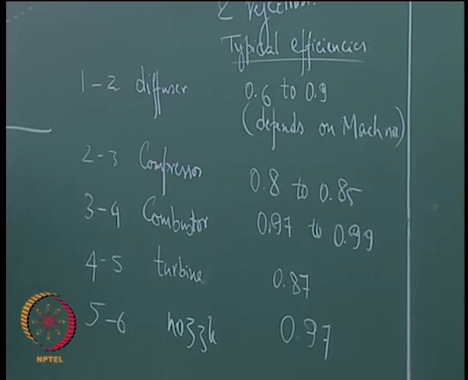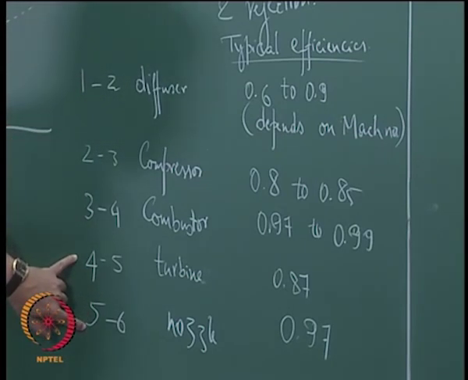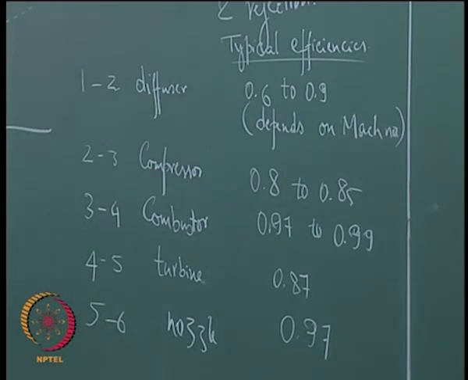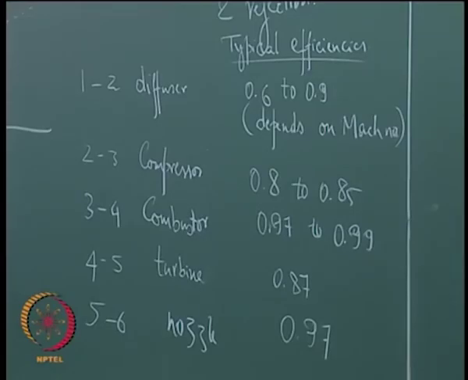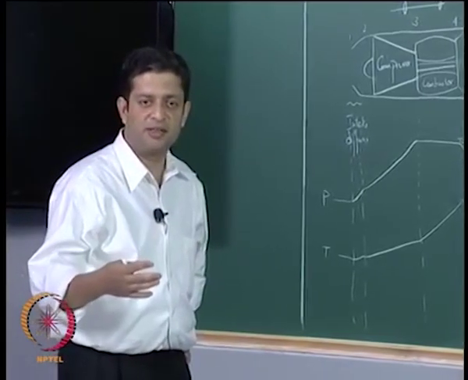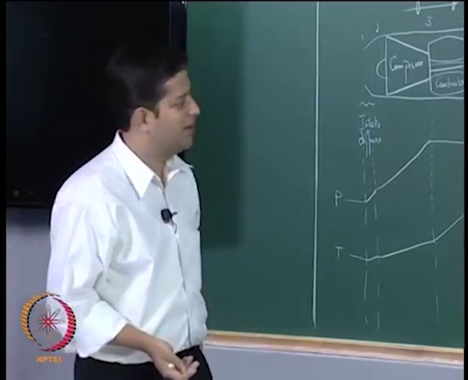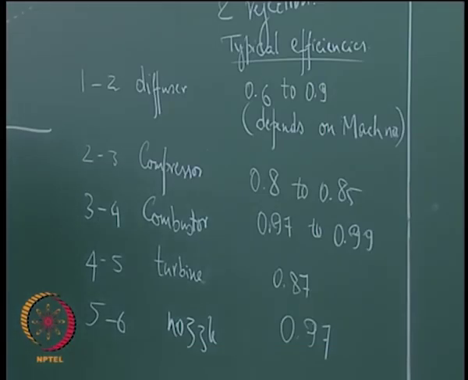You will notice that the efficiencies for these two processes are much lower than efficiencies for these two processes. Why do you think that is? Yes, pressure gradient. If you take a look at the diffuser or the compressor, the pressure is increasing, so you have what is known as an adverse pressure gradient. Whereas if you look at the turbine and the nozzle, there is a favorable pressure gradient. Okay, so therefore the efficiencies with turbine and nozzle are bound to be higher than efficiencies with diffuser and compressor.